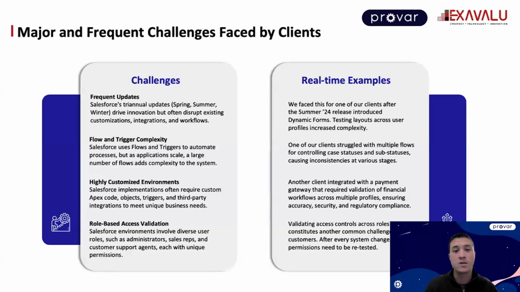And on the other hand, we can often also see highly custom and complex integrations. The example that we've shared there is a client that's integrating with a payment gateway. And not only does that need a lot of testing, there's a lot of complexity around that: different profiles, different routes through the payment gateway, different rules that you need to adhere to for validation. It also becomes highly critical from that security and compliance perspective.